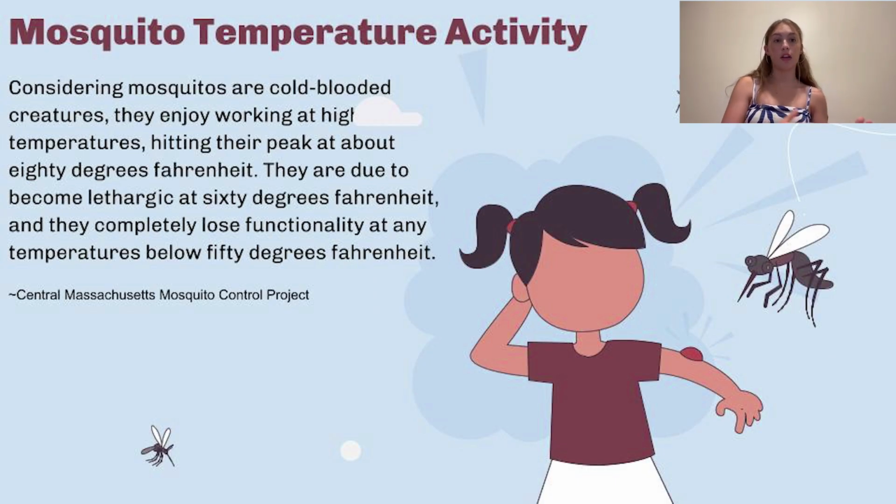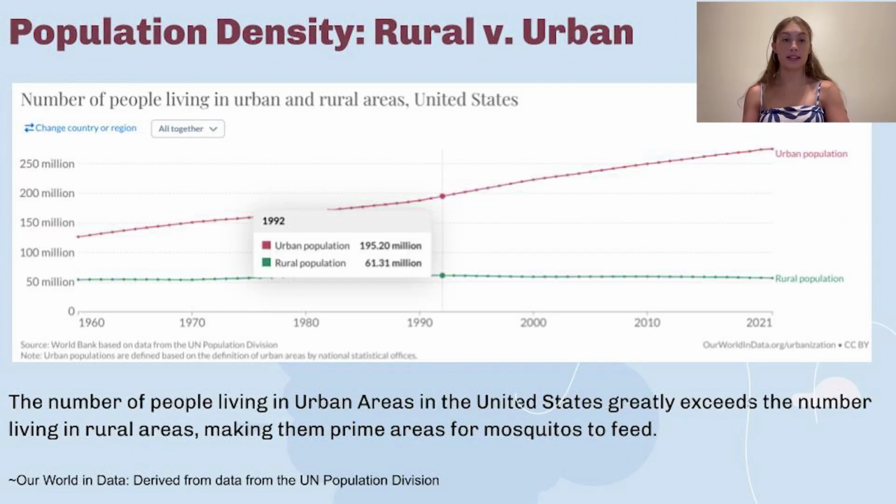Going off the increased temperatures in urban settings, mosquitoes tend to like higher temperatures, with them hitting peak performance at 80 degrees Fahrenheit, becoming lethargic at about 60 degrees Fahrenheit, and then completely losing all functionality at any temperature at or below 50 degrees Fahrenheit. Also, urban areas tend to have a lot more people than rural areas, especially in the United States, with urban areas having a lot more opportunity for the mosquitoes to feed.